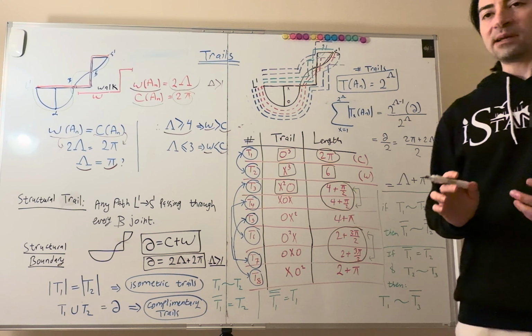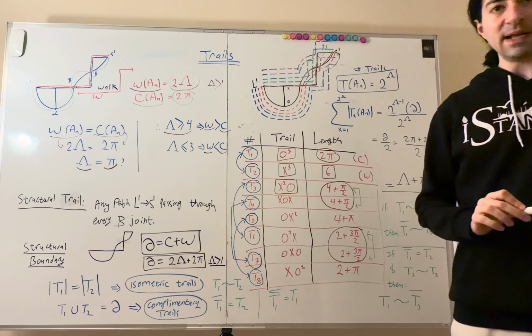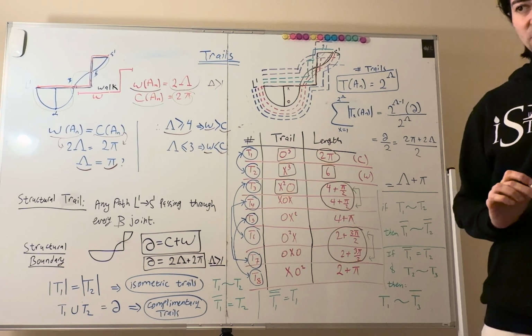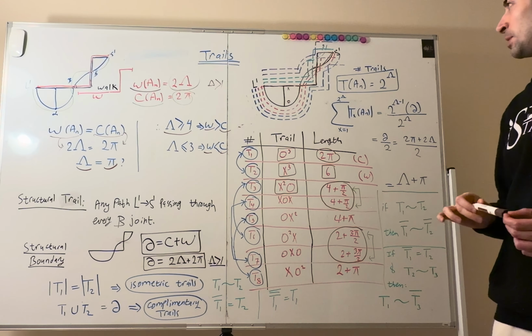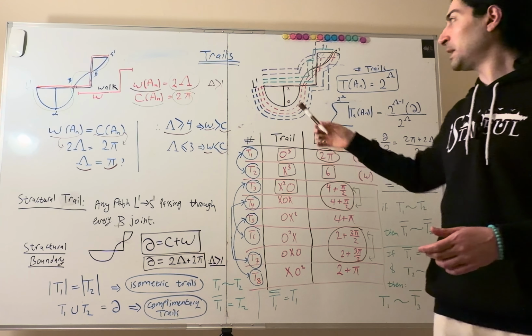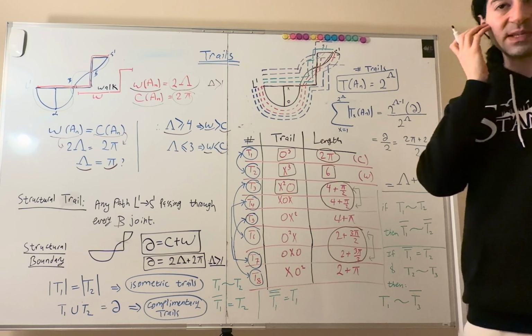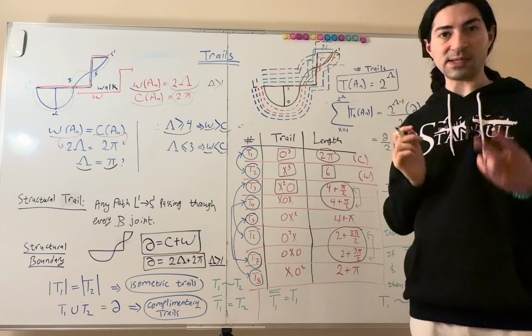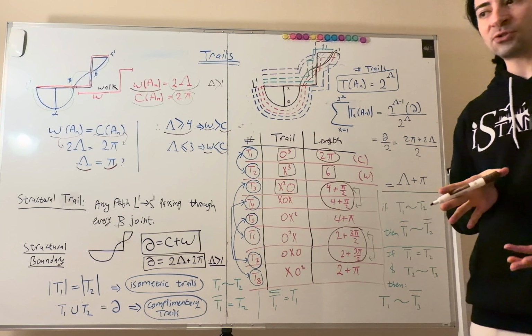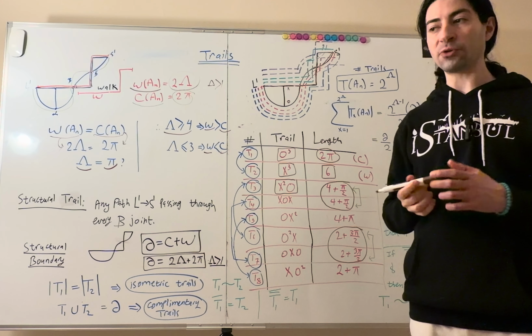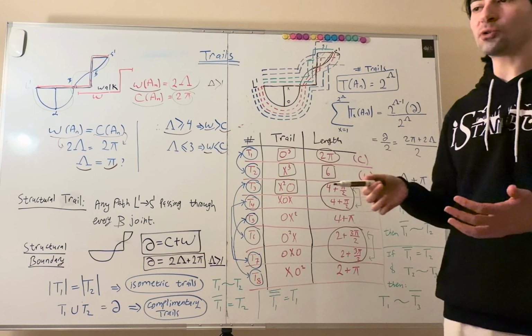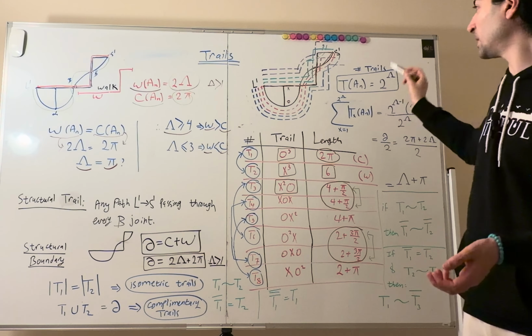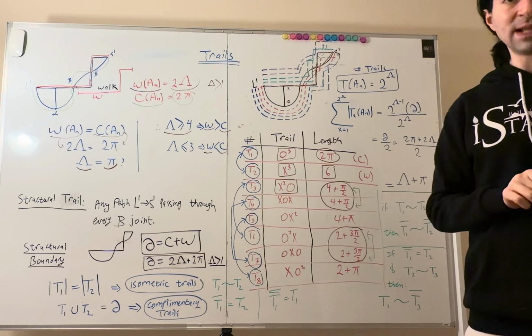Now, how many trails are there for a given sectoral structure, an open sectoral structure? It's pretty easy. For each part of the sectoral structure, we have two possibilities. So if a sectoral structure has an order of lambda, then the total number of trails is simply 2 to the power of lambda.